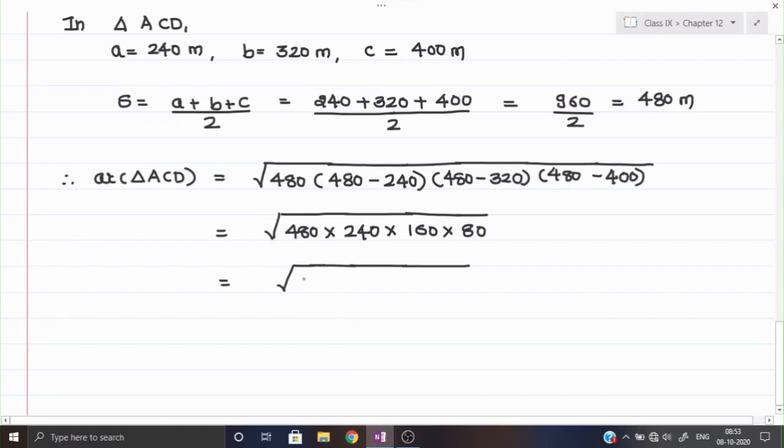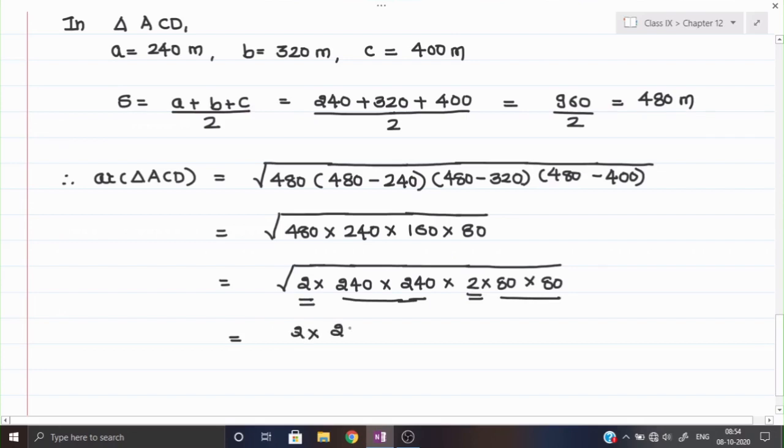So see, 480 I am writing as 2 into 240, that will be again 480 only. Then along with that we have 240 again. So see, a pair of 240 is going to form. Same way 160 I am writing as 2 into 80, and along with that 80 is already there. So observe how easily we can form the pair. One pair of 80 is complete, one pair of 240 is complete, okay, and one pair of 2 is also complete. So here we shall get 2 into 240 into 80.